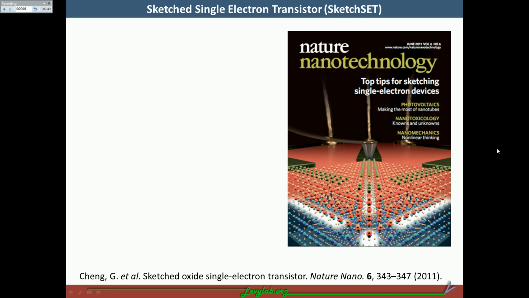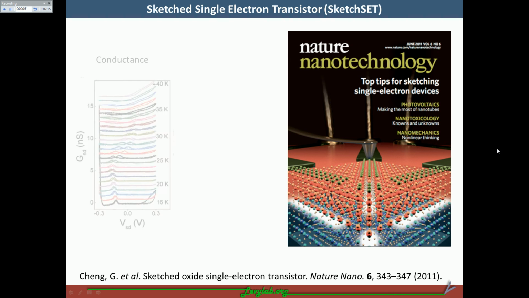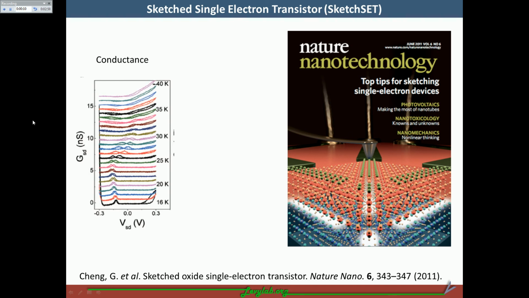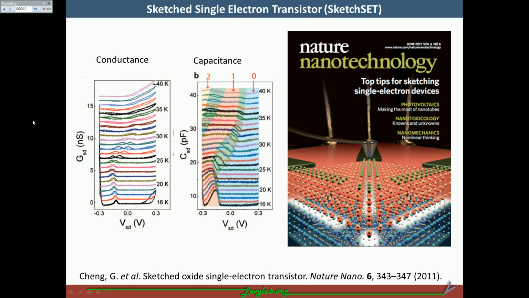And so one of the things that we can do with this technique is create a sketch single electron transistor. And so we see that we have about a 1.5 nanometer conducting island at the interface. We can control the number of electrons with side gates. So you can see here, this region here is where there are no electrons in the conducting island, and by increasing the side gates, we can control the number of electrons in this island. So this is like a solid state atom.